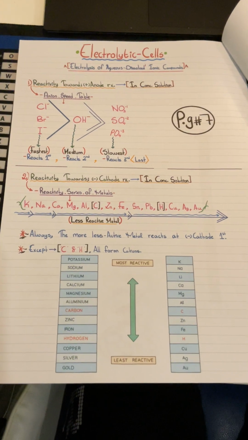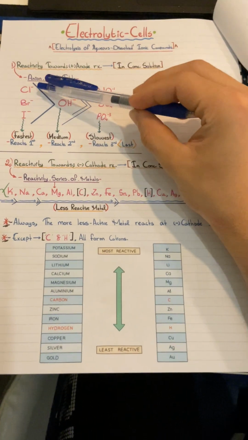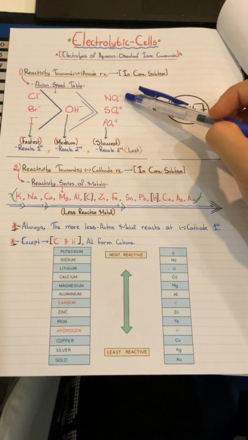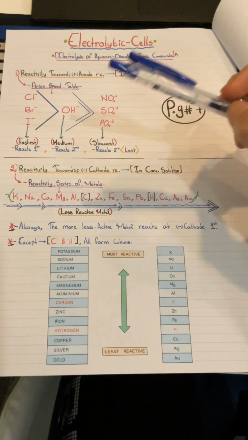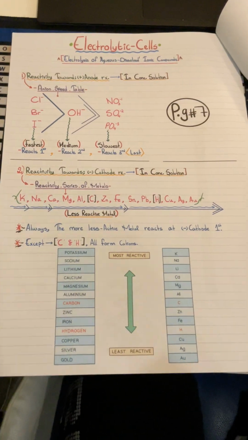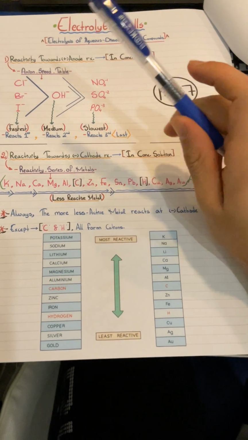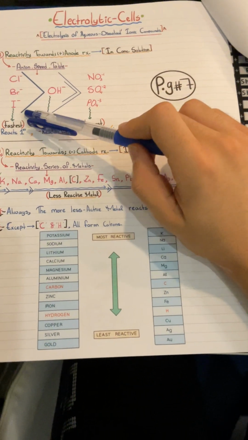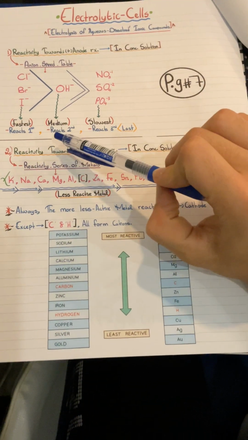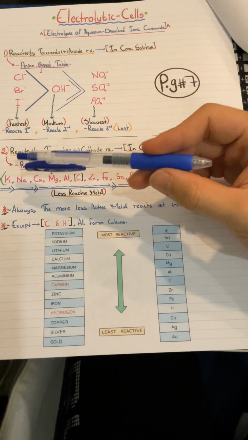So in a concentrated solution, we use the anion speed table. First to react is going to be chlorine, bromine, iodine. Then hydroxide will react. Then the polyatomic ions. Okay? So this will react first, second, third. So in a concentrated aqueous solution, the first negative ion to react at the anode is going to be chlorine, bromine, iodine, the halogens, then hydroxide, then polyatomic ions. To find which positive ion will react at the cathode, we use the reactivity series of metals.